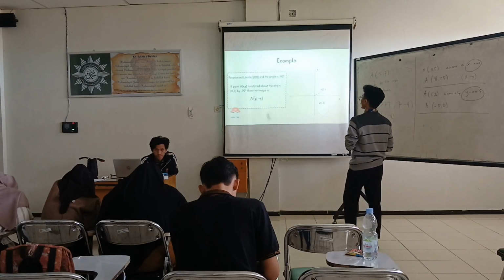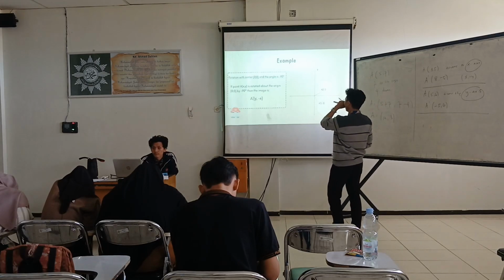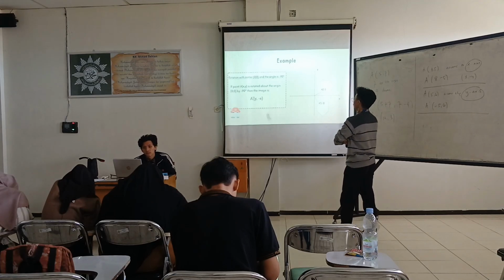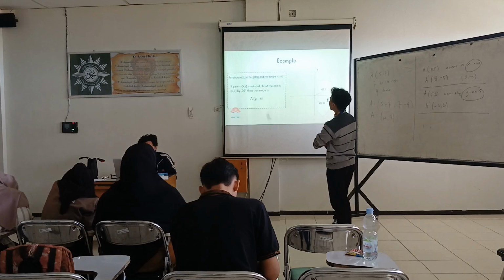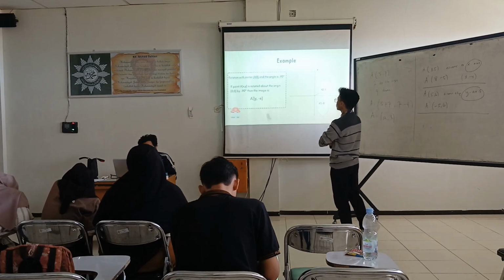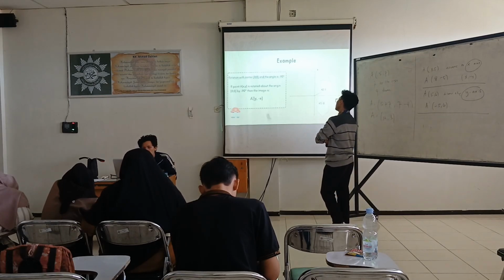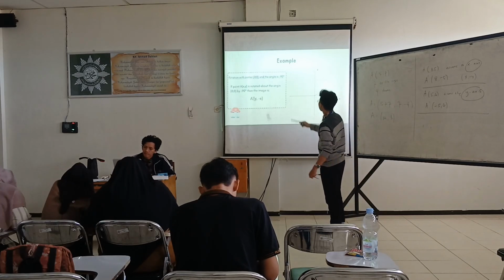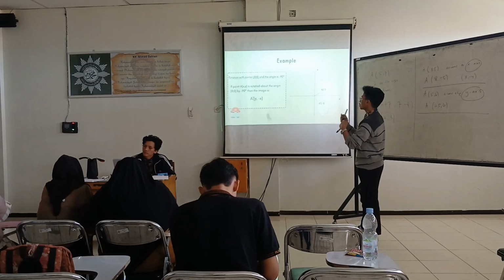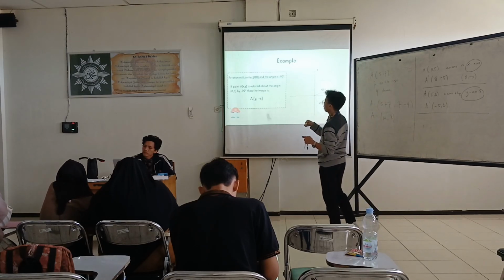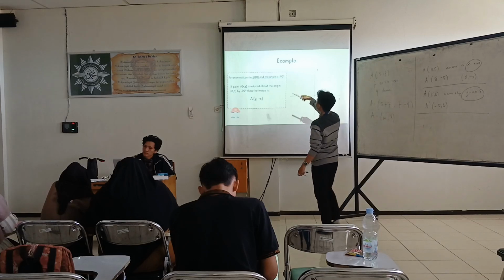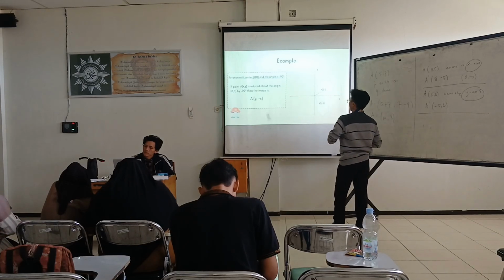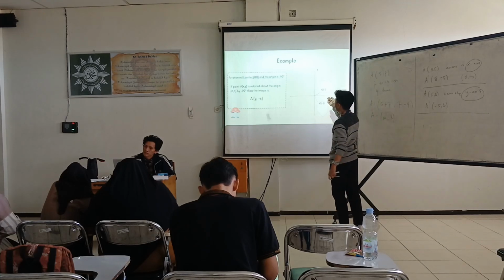And then the second one is rotation with center (0,0) and the angle is -90 degrees. If point A (x, y) is rotated about the origin (0,0) by -90 degrees, then the image is A' (y, -x). So this is the opposite of what we learned before. The angle is -90 degrees.